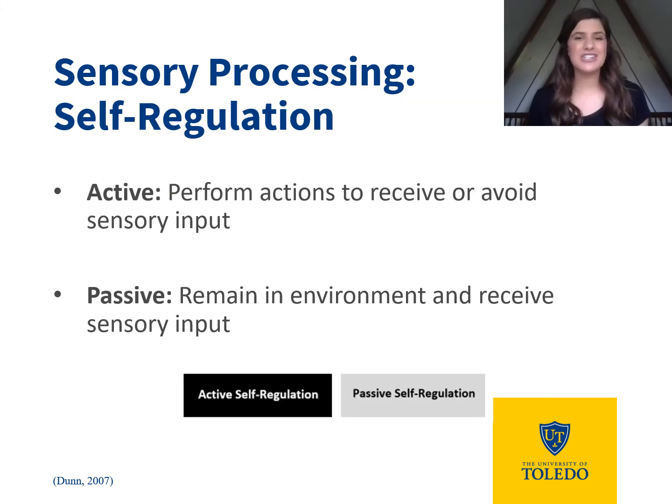The second factor to consider in processing sensations is self-regulation strategies. There are two ways individuals self-regulate in regards to sensory input, which is either having an active strategy or a passive strategy. With an active strategy, individuals perform actions to either receive sensory input or avoid sensory input. And with a passive self-regulating strategy, an individual will remain in their environment and let the sensory input occur without doing or performing any actions.